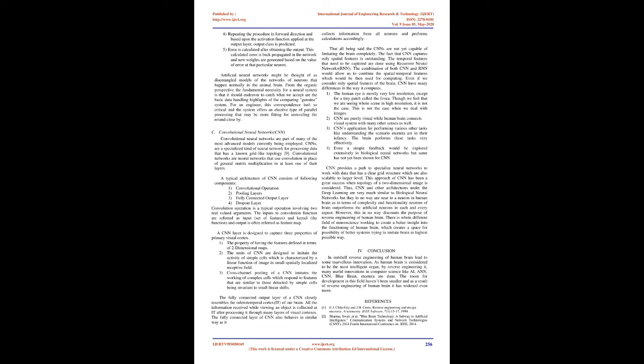See Convolutional Neural Networks, CNN. Convolutional neural networks are part of many of the most advanced models currently being employed. CNNs are a specialized kind of neural network for processing data that has a known grid-like topology. Convolutional networks are neural networks that use convolution in place of general matrix multiplication in at least one of their layers. A typical architecture of CNN consists of the following components.